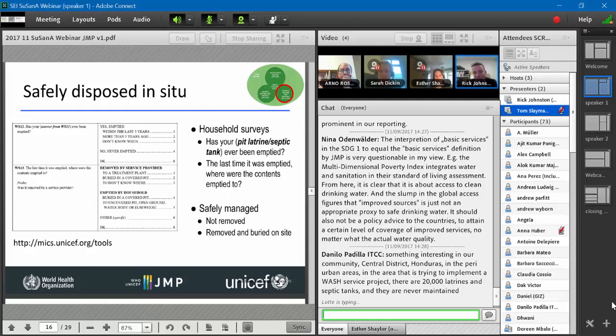So amongst these different possible answers that we're getting from the household surveys, if it's never been removed, then we would consider that to be safely managed. It's never been emptied. But if it has been removed and buried on site, then we would consider that to be safely managed as well. If it has been removed and it's been unsafely discharged into a local environment, then that would not be considered safely managed.